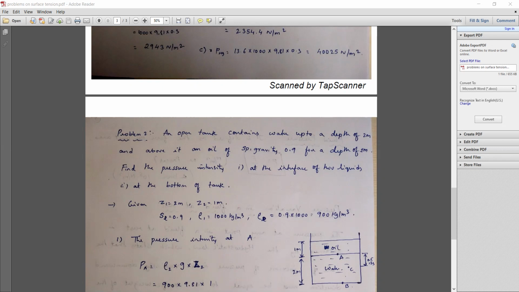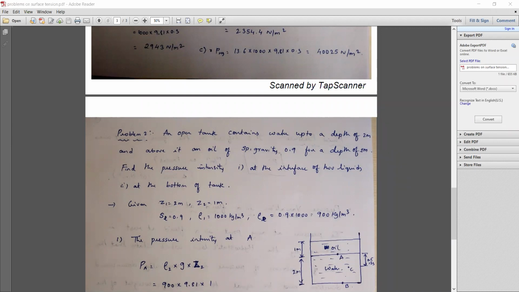So use 900 into 9.81 into the height of oil above the point where we are finding the pressure PA, which is 1 meter only. So multiply these 3 values, and you'll get your PA value. So PA equal to 900 into 9.81 into 1. Are you able to understand what I'm telling here? Why have we taken only 1 here? Because on point A, only the oil part is falling on that. Nothing but the pressure of this oil only will be falling on A. So that's why the Z value or H value becomes 1.